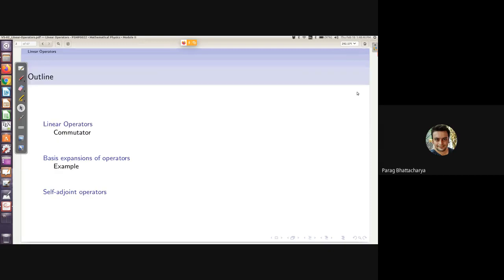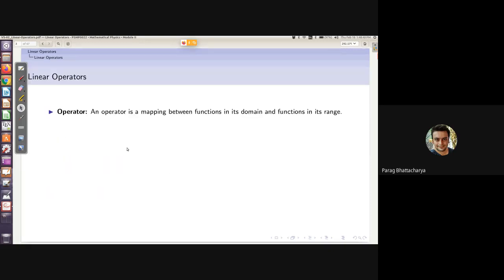So what is an operator? An operator is a mapping between functions in its domain and functions in its range. That's the definition of an operator, because an operator operates on a function and produces some other function. So we have functions in the domain and functions in the range, and this mapping between the two is known as an operator.